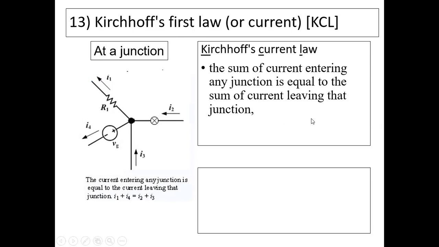The sum of current entering any junction is equal to the sum of current leaving the junction. This is just like water flowing in equals water flowing out, because none is leaked out, none is lost somewhere. That's my symbol for it. Sum of current equals to 0.